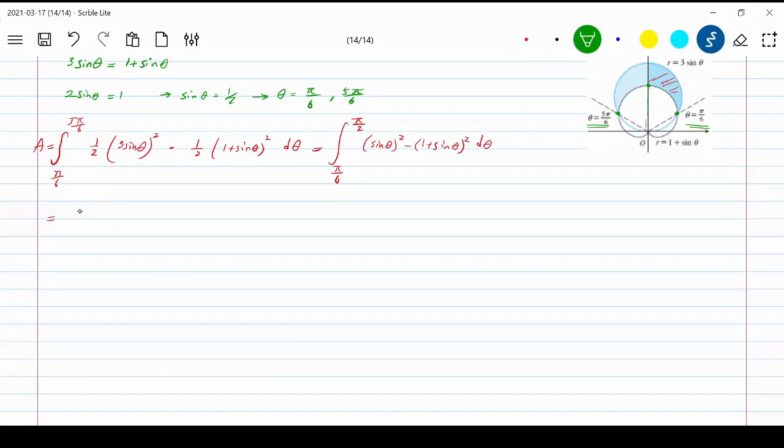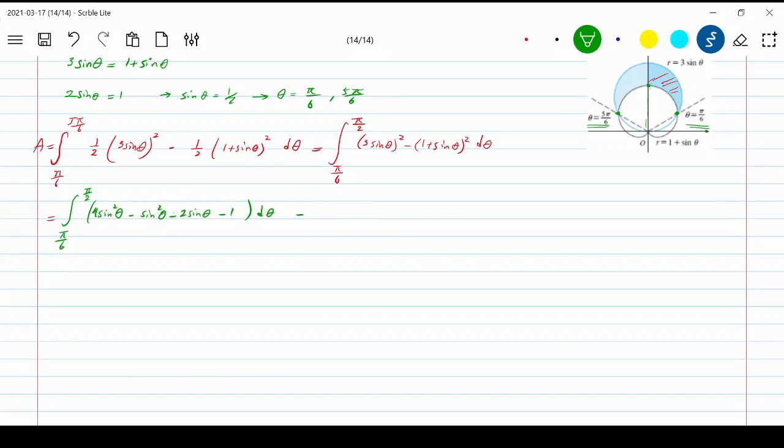Okay, now let's calculate the integral from pi over 6 to pi half. And sine, you'll get sine, I forgot a 3 here. There we go. You get 9 sine squared theta minus sine squared theta minus 2 sine theta and minus 1 d theta.